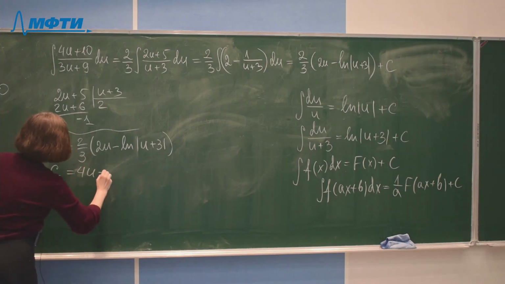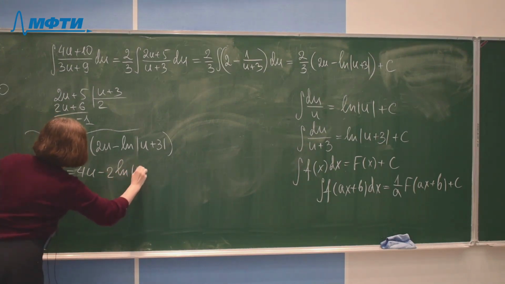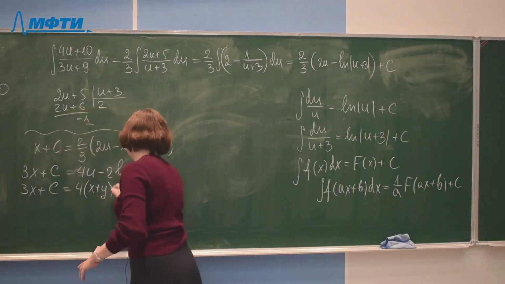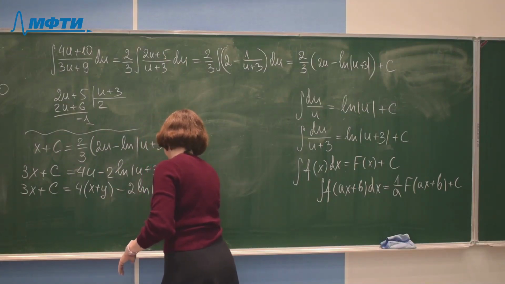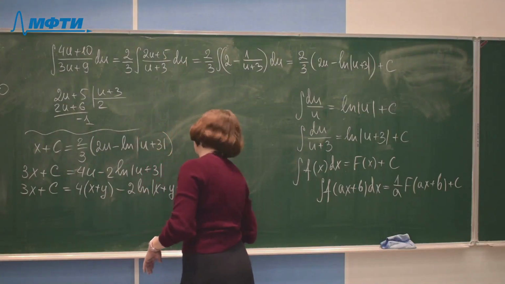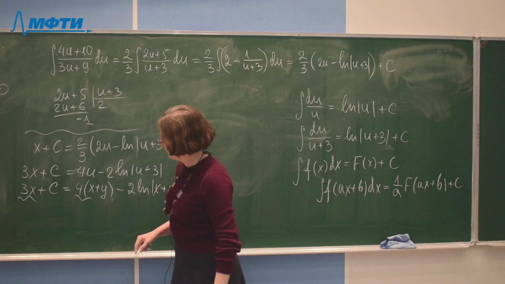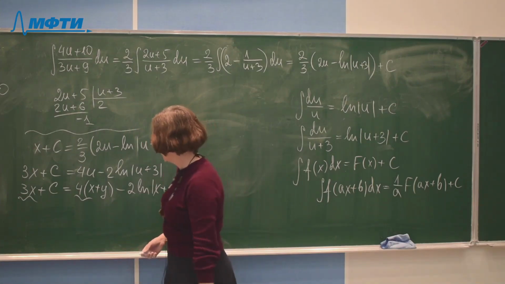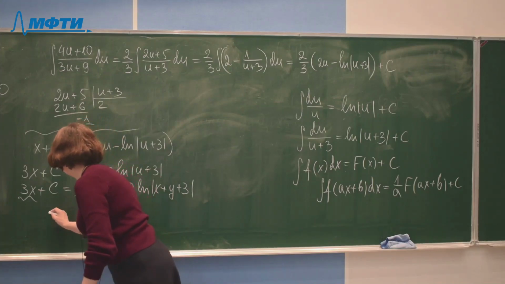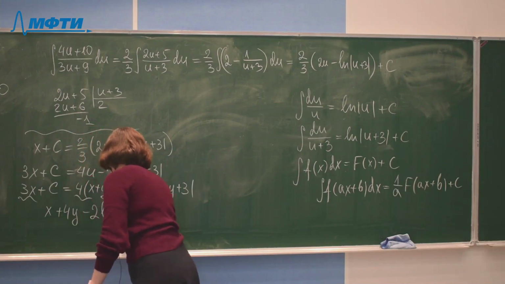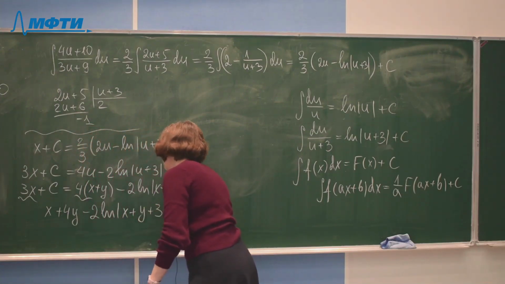Next, 4u minus 2 ln of u plus 3. And next, go back to our original variables: x plus y, minus 2 ln of x plus y plus 3. Okay, and so we can collect 3x and x, right? And we can represent the answer in the form x plus 4y minus 2 ln of x plus y plus 3 equals c.